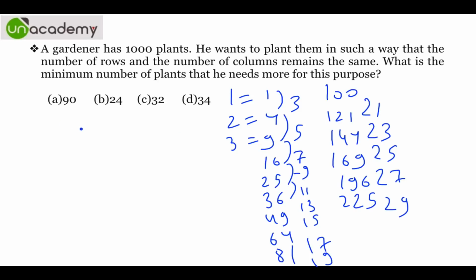It is very important. So the answer here will be 24, because if you take the root of 1,024, you will find it is in the form of x squared, where the number of rows and columns are the same.